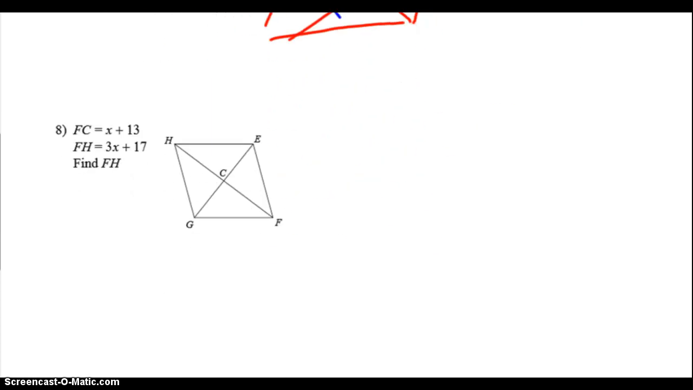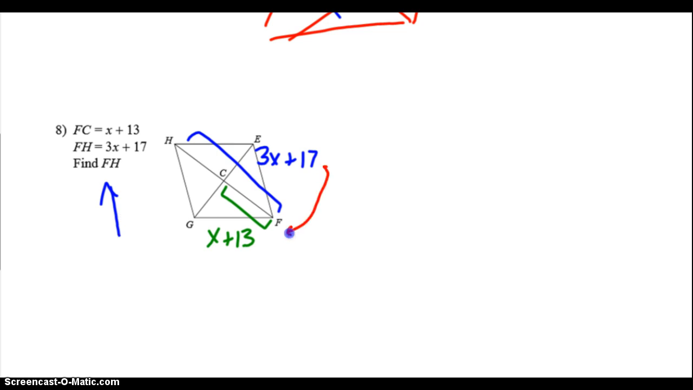All right, this problem right here. It says FC is x plus 13. It also says that FH, this whole thing, is 3x plus 17. Okay, and I've got to somehow write an equation and solve for x, and then go back and find what FH is. Well, these two things don't equal each other. This 3x plus 17 is the whole length of the diagonal, and x plus 13 is half. Wait a second. This will also be x plus 13.